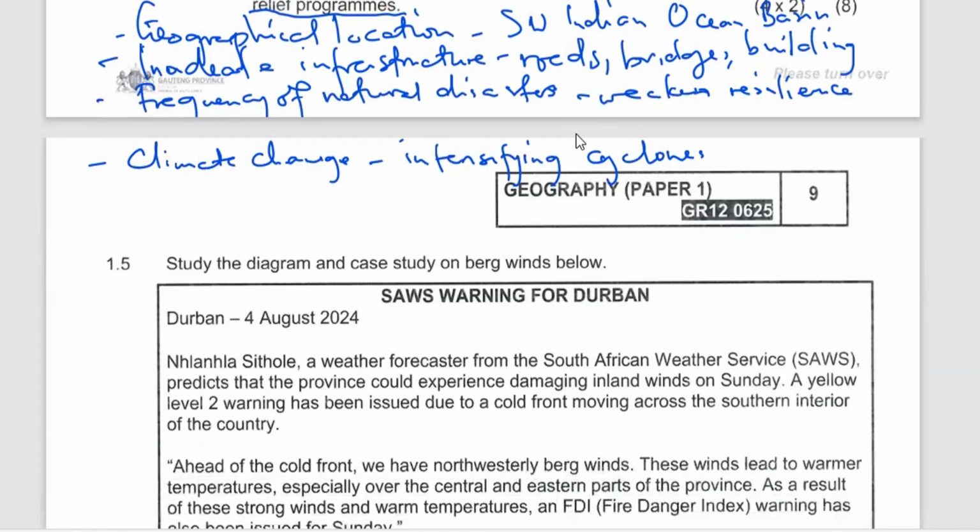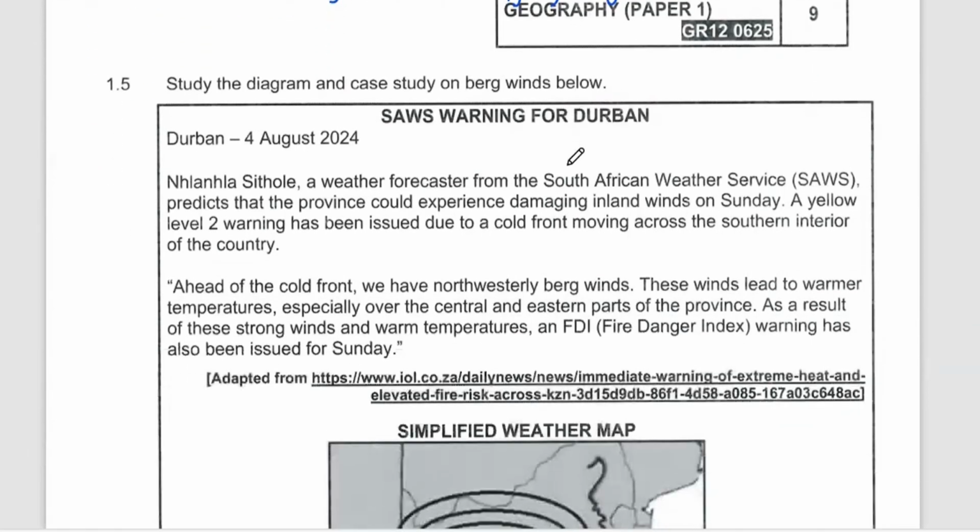Right, that was question number 1.4.4. We move on to question number 1.5, which is based on warning for Durban.